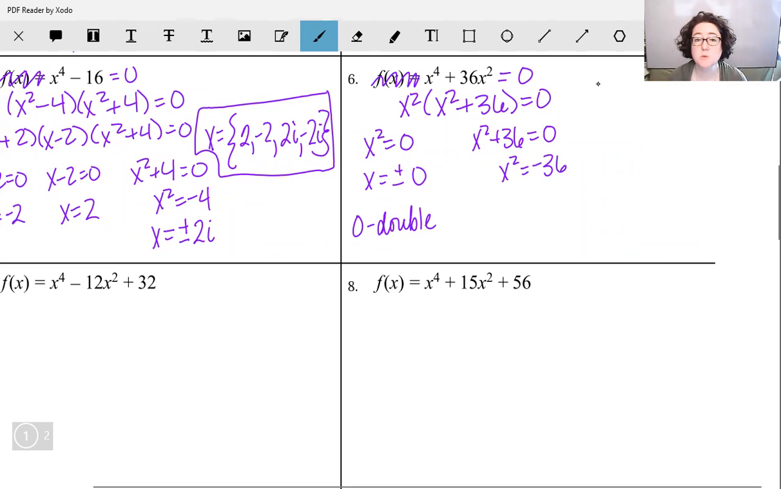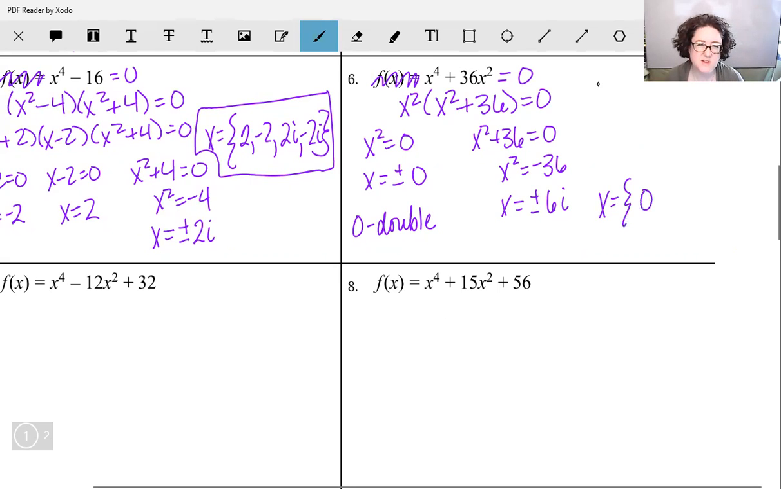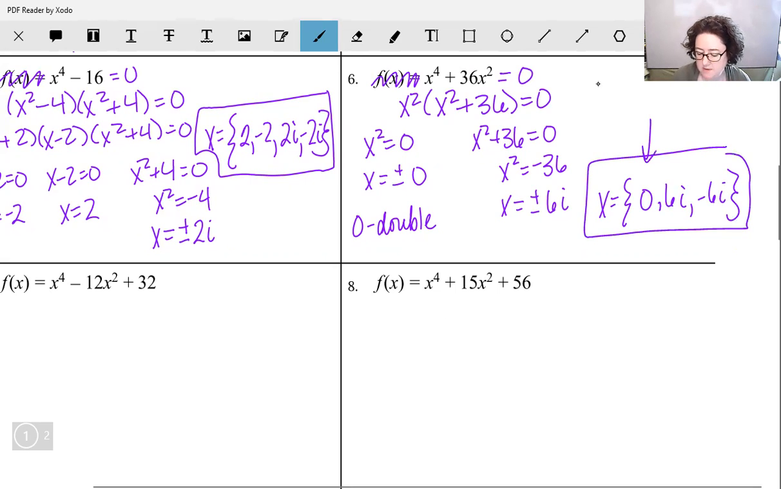And when we take the square root, we're going to get that complex answer again. So plus or minus 6i. 6 from the 36, i from the negative. And so again, 4 solutions. Even though 0 technically shows up twice, you can list it just one time. We have a positive 6i and a negative 6i. But it's important to note that that 0 is indeed a double root, and that accounts for the 4th answer that we were expecting.